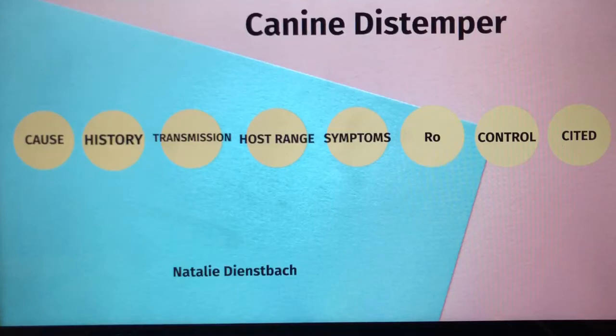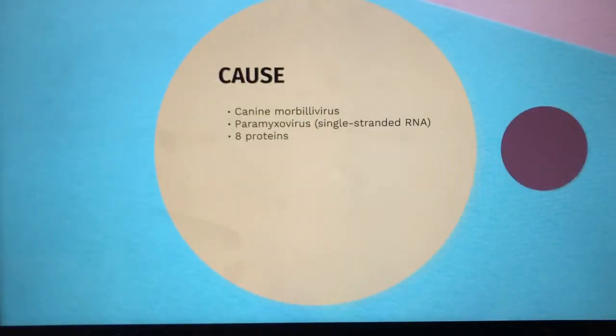Hey guys, so for my wildlife infectious disease, I chose canine distemper. It's a highly infectious disease, and so if you have pets, especially dogs, it's an important disease to have a deep understanding of. That way you can prevent it, because if your dog sadly gets it, there's not much you can do. So we're going to go straight into the cause.